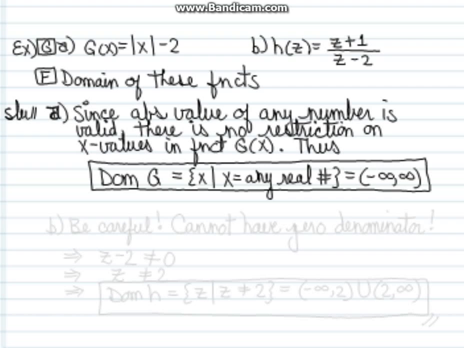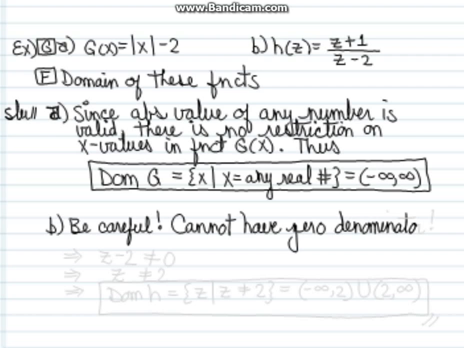It's not going to be so easy for the next part, part B, because there will be restrictions on our domain, z in this case. So we have h of z equals z plus 1 over z minus 2. They're asking, find the domain of this function. I want you to be careful here, because this is a rational function. In other words, it's a fraction, and you cannot have a zero denominator. No zeros in the bottom of a fraction. So we're going to get rid of all the z values that could potentially give us a zero denominator.